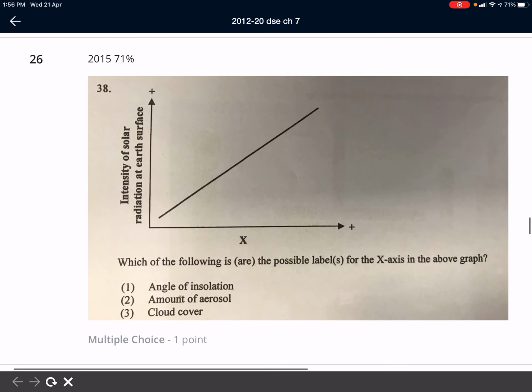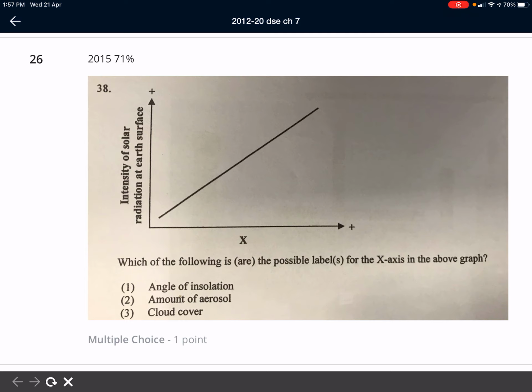Number 26, which of the following are the possible labels for the x-axis in the above graph? Intensity of solar radiation at the Earth's surface, and then angle of solar radiation, which is talking about whether the angle of the sun is large or small. Number 1 is correct because if we have a larger angle of sun, then the intensity should be stronger, right?